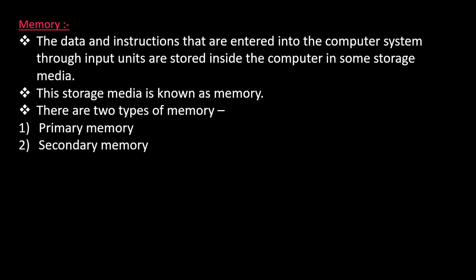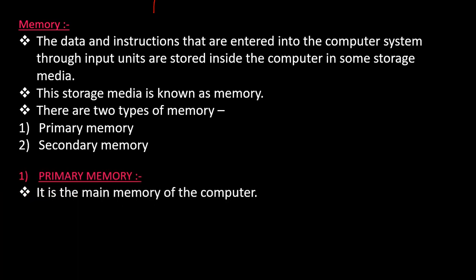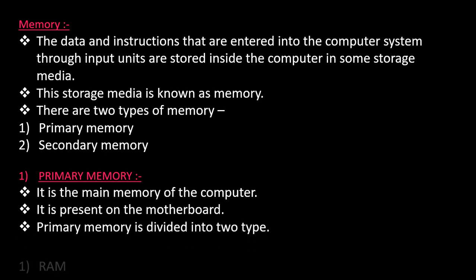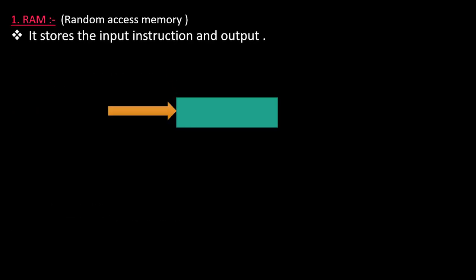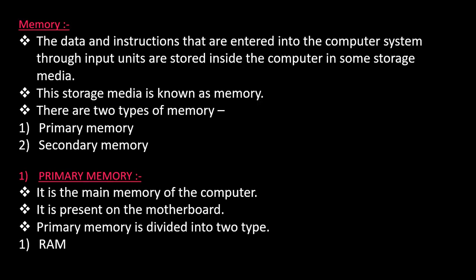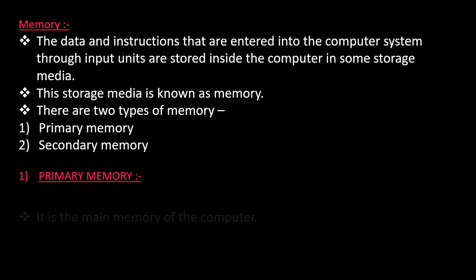Now we talk about memory. The data and instructions that are entered into the computer system through the input unit are stored inside the computer in some storage media. This storage media is known as memory. There are two types of memory: primary memory and secondary memory. Now let's start with primary memory. It is the main memory of the computer. It is present on the motherboard. Primary memory is divided into two types, RAM and ROM.